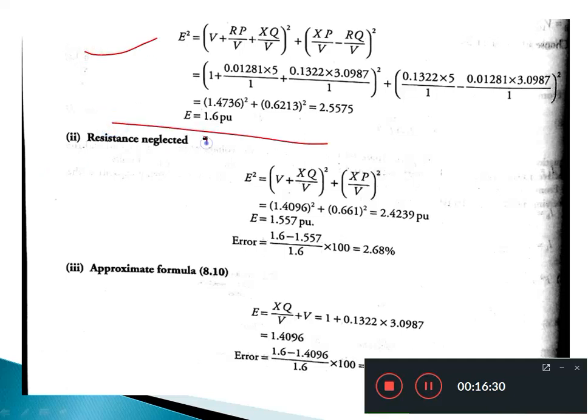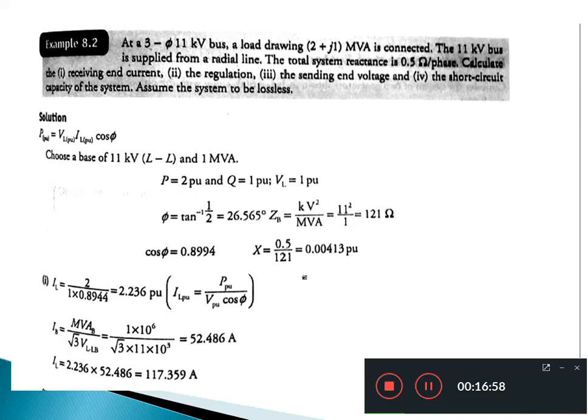Then if we neglect the resistance in the same equation, what is the E? That is the excitation voltage. To find the error with resistance and neglecting resistance, substitute the values. This 1.6 is with the resistance, what is the excitation? 1.55 without resistance. What is the value divided by 1.6? So we will get the approximate error. Then you have to use this formula to find the errors.